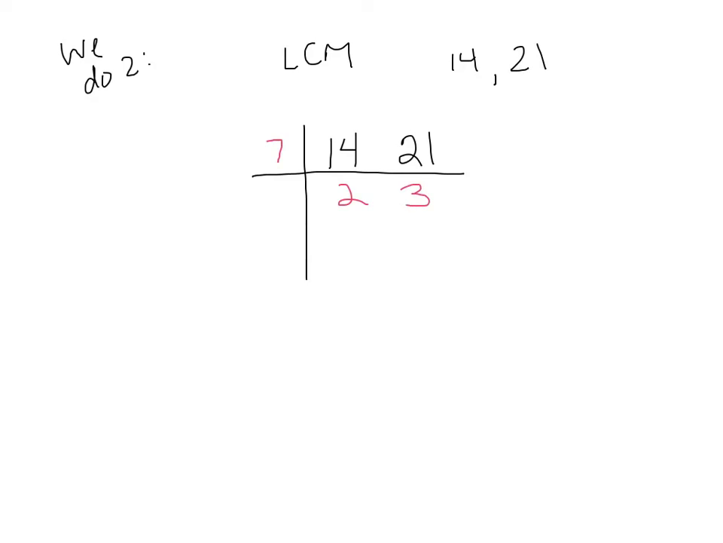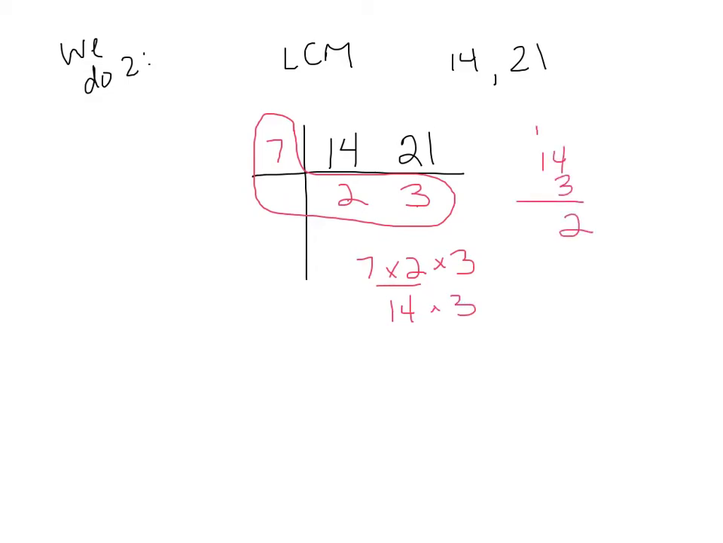And now I am stuck. There's nothing that goes into 2 as well as 3 evenly. Those are both prime anyway. Multiply your L. That's 7 times 2 times 3. 7 times 2 is 14, and 14 times 3 is, 3 times 1 is 3 plus 1 is 4, 42. 42 is the LCM of those numbers.